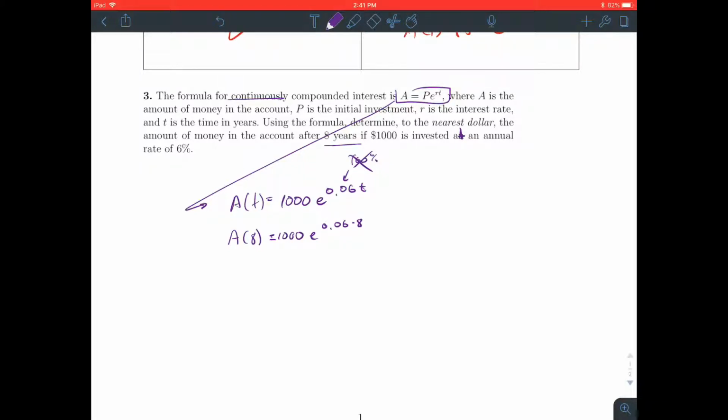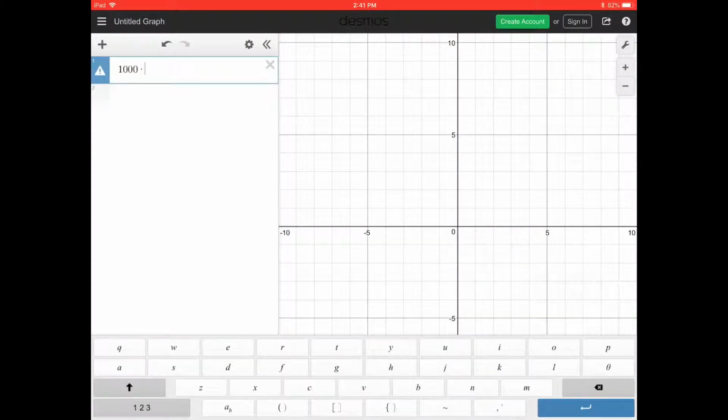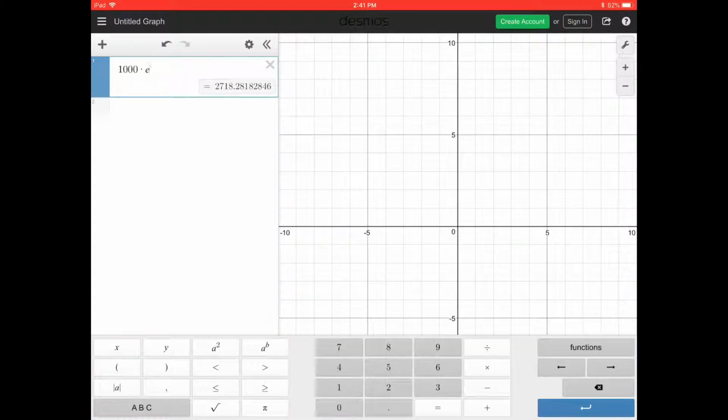Alright, for this you're going to need your calculator, so I thought I would show you how to put this on Desmos. So on Desmos, you'll do 1,000 times, you click ABC, e to the 0.06 times 8 power. And there's a mistake here. I hope you caught it. We have to put that whole thing in the exponent, so we can make use of parentheses to do that.